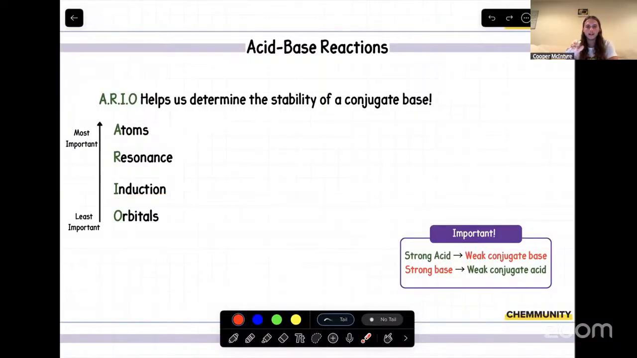Induction looks at the effects of any partial positives or even any partial negative charges that could have an effect on our stability. And then our orbitals, that's telling us, okay, which orbital is our positive or negative charge in? And in terms of acid-base reactions, we want to see where that negative charge is and which orbital it's in. So for example, if it's in an sp orbital, it'll be a lot more stable. But in terms of acid-base reactions, the most important thing to note is that a strong acid will yield a weak conjugate base, and a strong base will yield a weak conjugate acid. So if something starts strong, it will end weak.